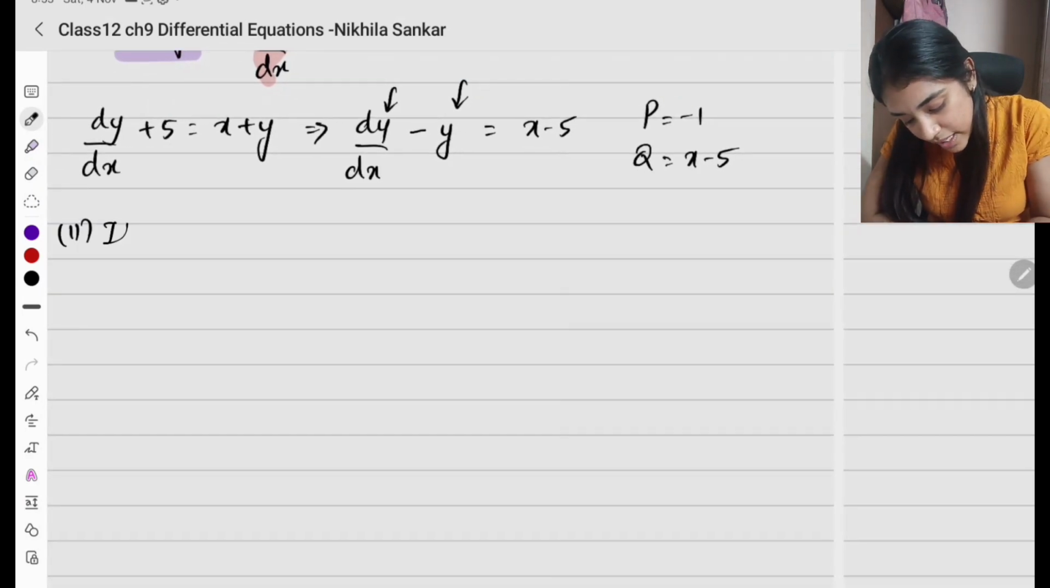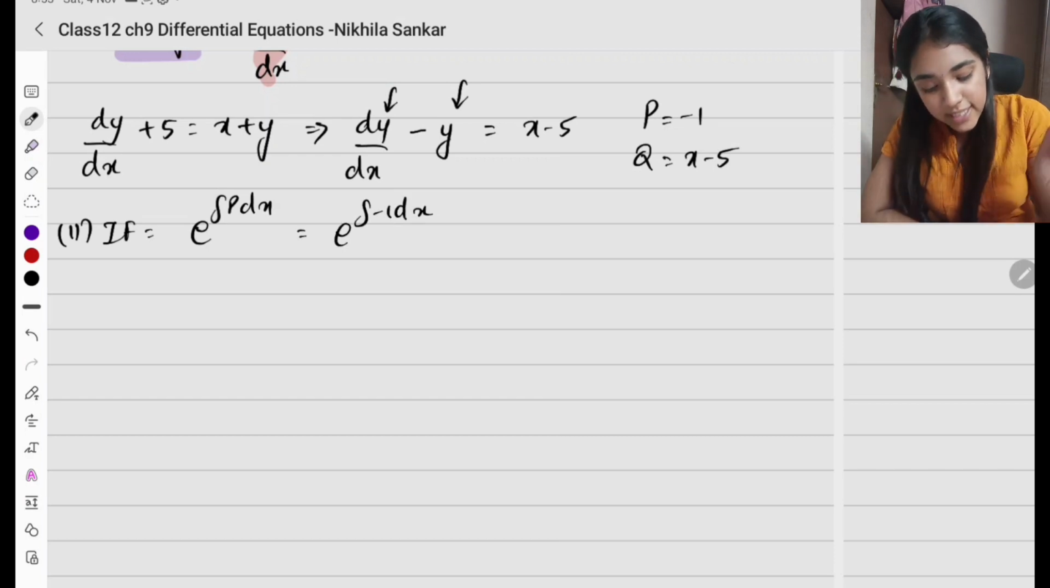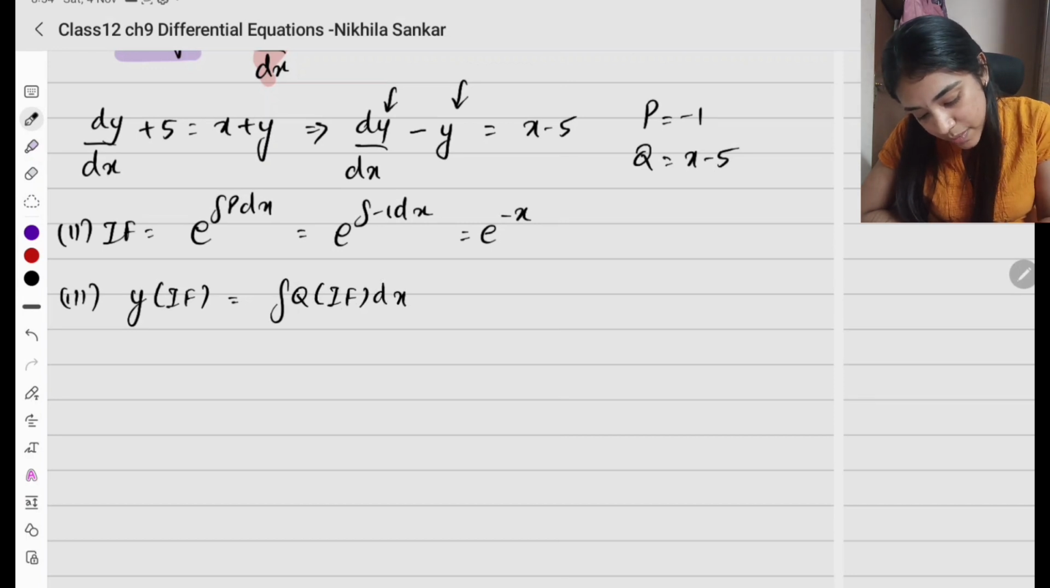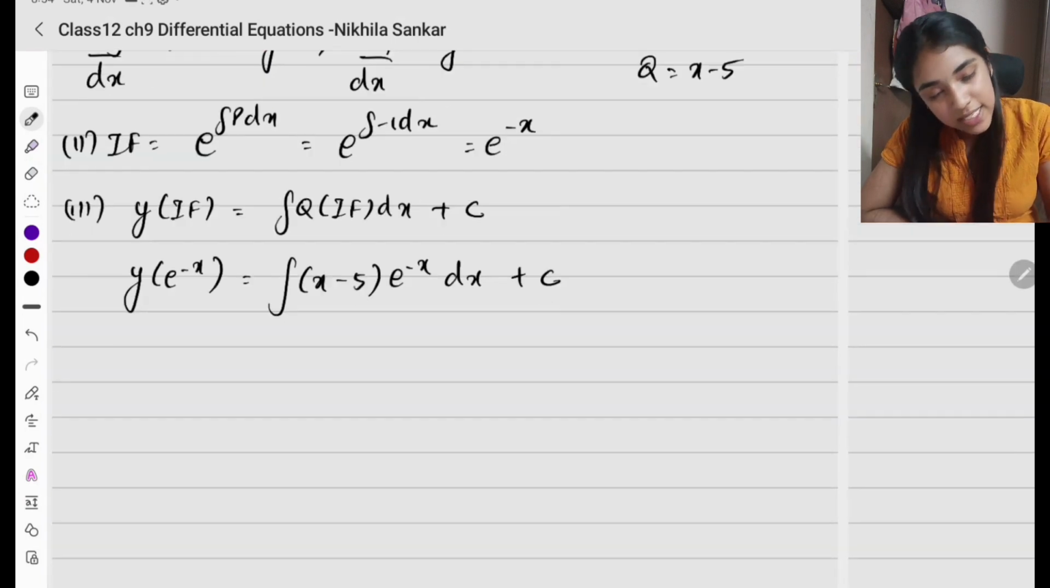Okay, so second step enna? Integration factor, which is e raised to the power p dx, which is going to be e to the power minus 1 dx, which is e to the power minus x. Integration factor கண்டுபிடிச்சாச்சு. இப்போ third step enna? Y times integration factor equals integral q times integration factor times dx plus c. So y into e to the minus x equals q enna? X minus 5. Put a bracket. Okay, integration factor e to the minus x dx plus c.